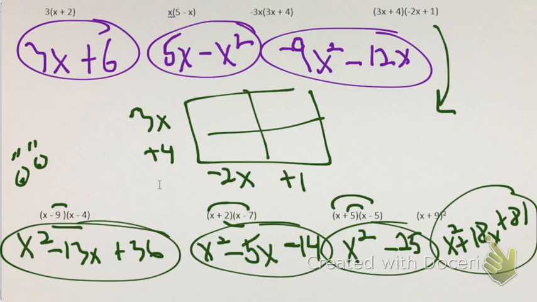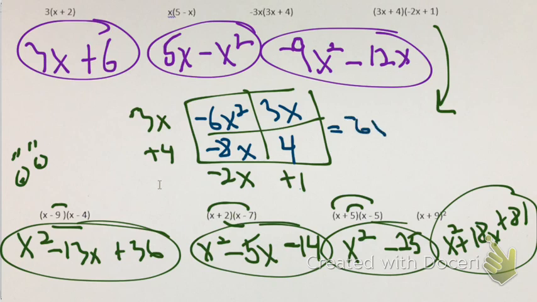So 3x times minus 2x would be minus 6x squared. 1 times 3x is 3x. 1 times 4 is 4. So I'm just multiplying the length and the width of each section of the box. It's still FOIL, but I like the box on this one because there's so many numbers, it's a bigger problem. And then 4 times minus 2x is minus 8x. I come out of the box, I've got minus 6x squared.